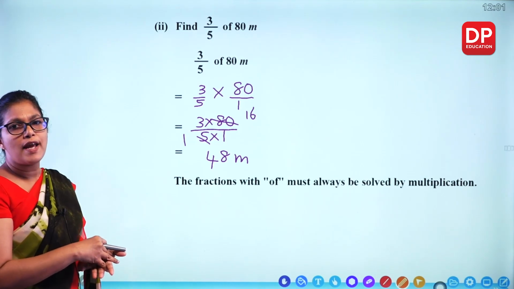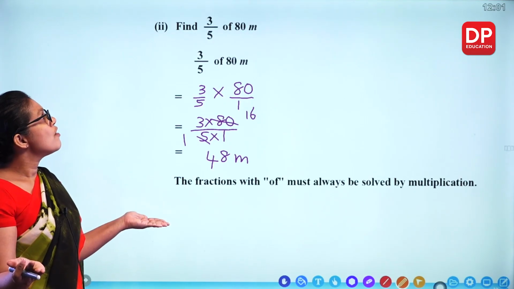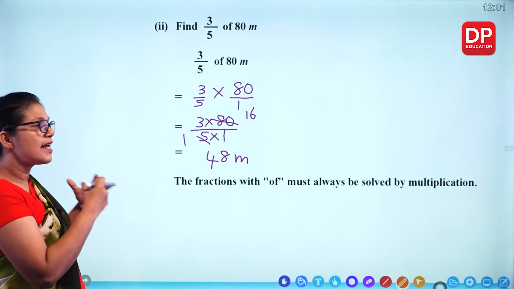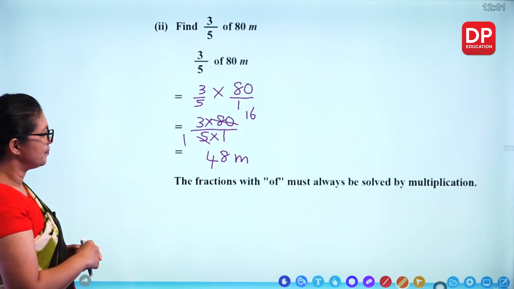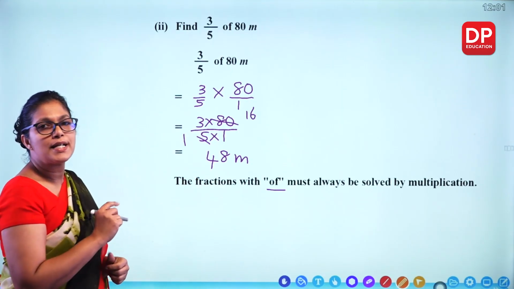So 3/5 of 80 means when you take an 80-meter long wire or something, divide it into 5 parts, and you are taking 3 parts. That's 48 meters. So remember, of means multiplication.